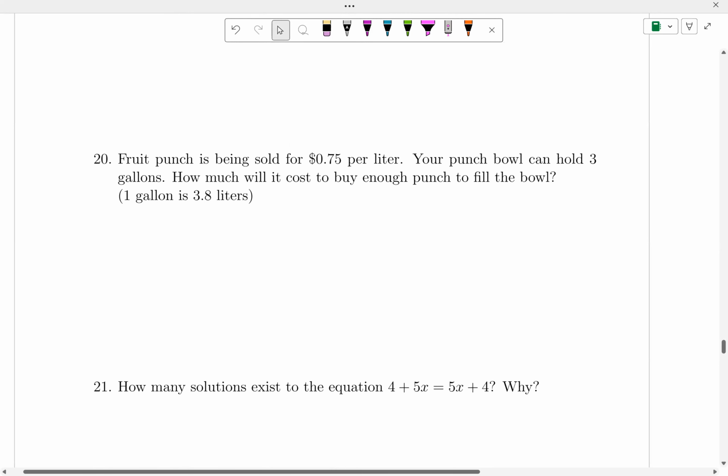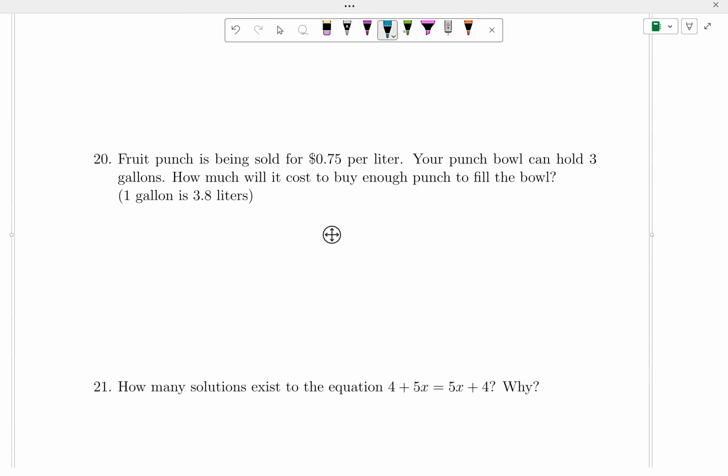Fruit punch is being sold for 75 cents per liter. Your punch bowl can hold 3 gallons. How much will it cost to buy enough punch to fill the bowl? Okay, so this is a multi-step question. We know the cost is given to us per liter, but we have the volume provided to us in gallons. So we have to change these gallons to liters to be able to calculate this.